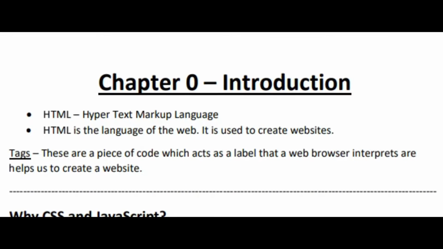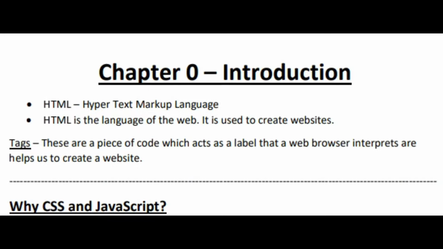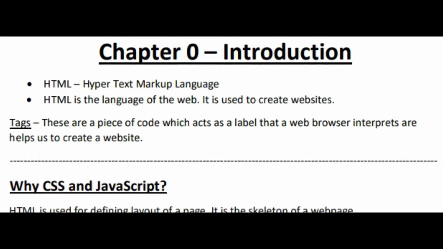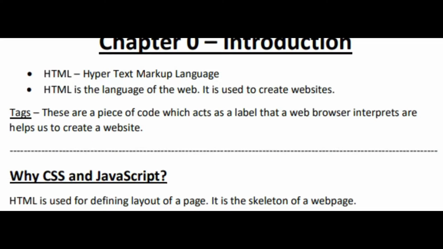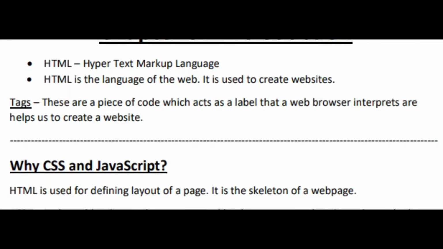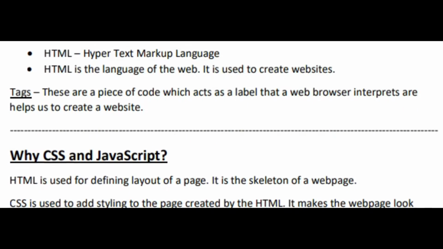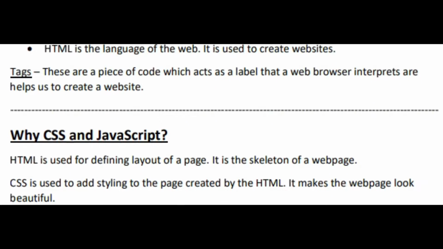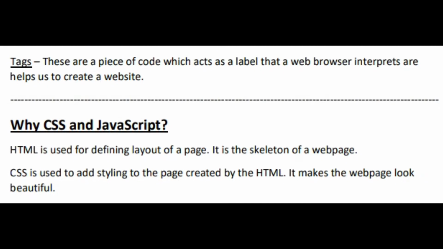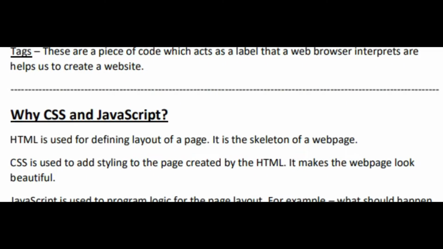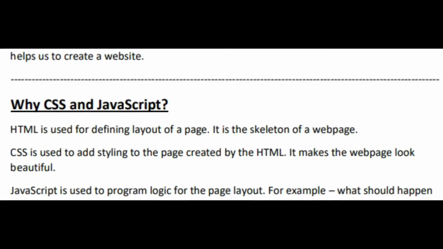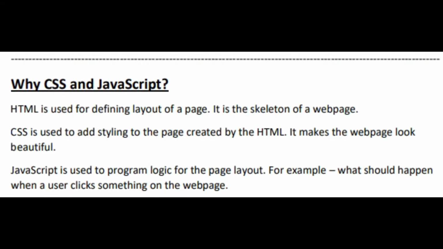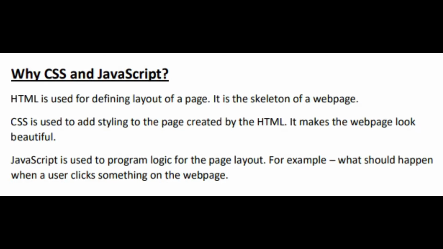Now you have seen that websites are not only created with HTML; CSS and JavaScript are also used. HTML is just the layout of the web page, meaning it is the skeleton of the web page, and CSS is just to add styling to the web page. With CSS the website looks beautiful. It is just to give some design to the web page, and JavaScript is the main thing. Without JavaScript the website is useless. It is used to program the logic for the page layout. For example, what should happen when a user clicks something on the web page or types something. To respond to that, JavaScript is necessary. So without HTML, CSS and JavaScript, making a website is not possible.